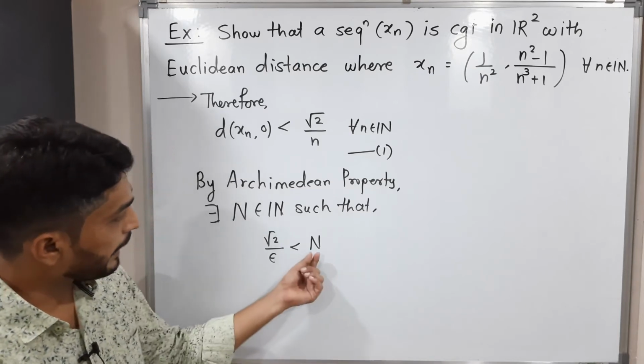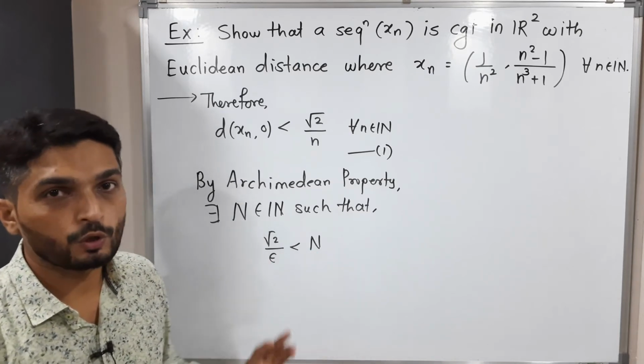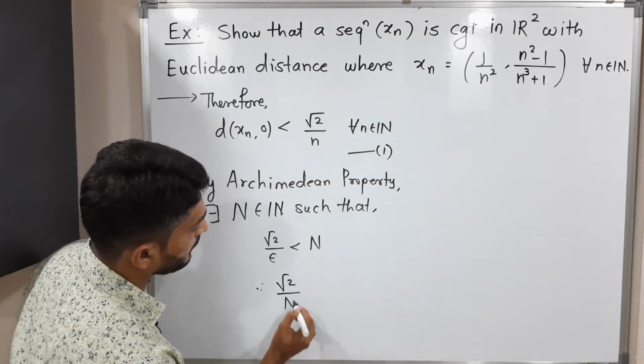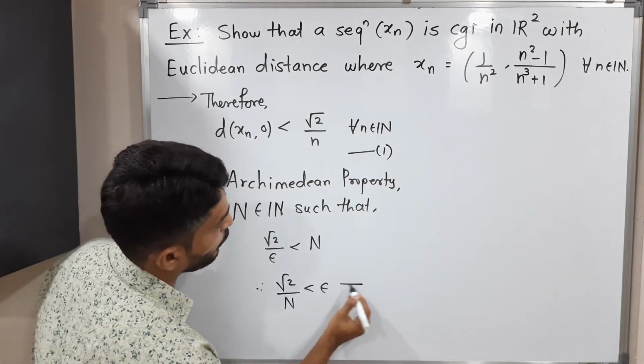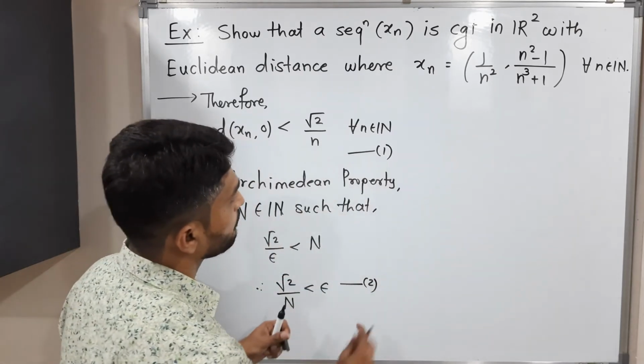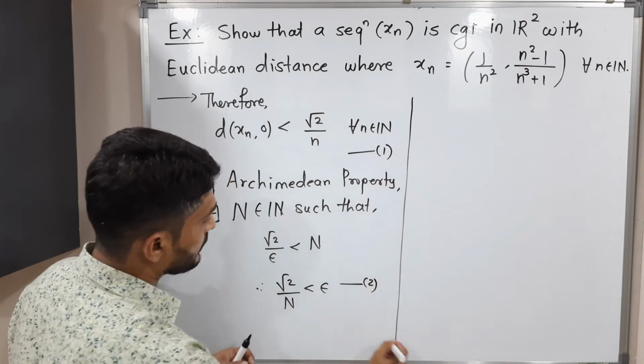So let us shift capital N on this side, let us shift epsilon on that side. So therefore root 2 by capital N is less than epsilon. I am calling it inequality number 2. Okay, so let us go further.